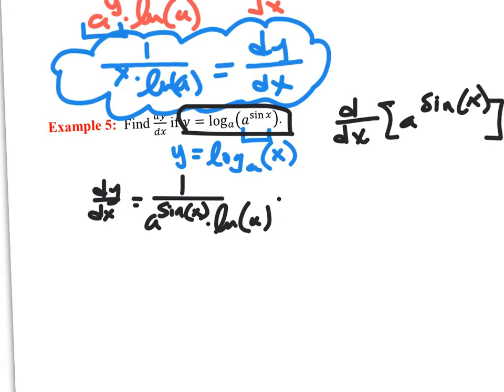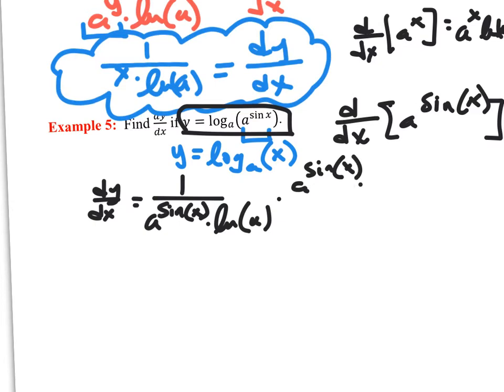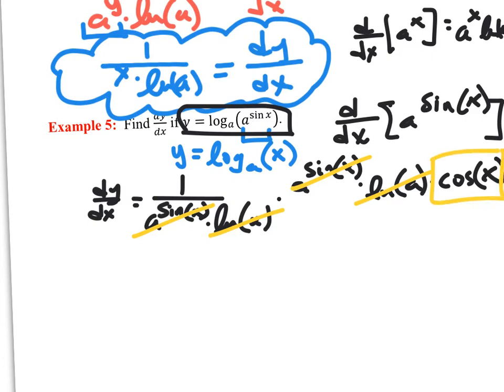If we use our properties of logs from earlier, the derivative with respect to x of a to the x was a to the x times natural log of a. So that's going to be a to the sine x times the natural log of a times chain rule on the inside, which is the derivative of sine x. It's cosine x. So notice something very crazy happens here. A to the sine x cancels, natural log of a cancels, and it looks like our derivative of this function is just cosine of x.